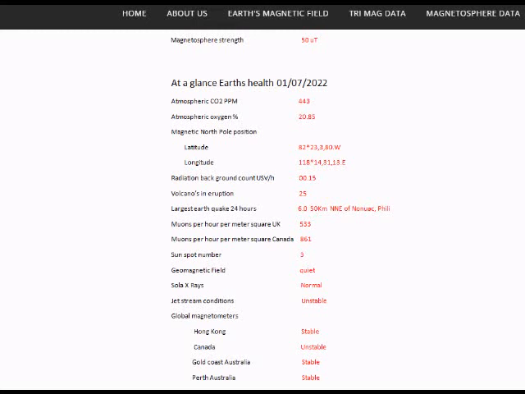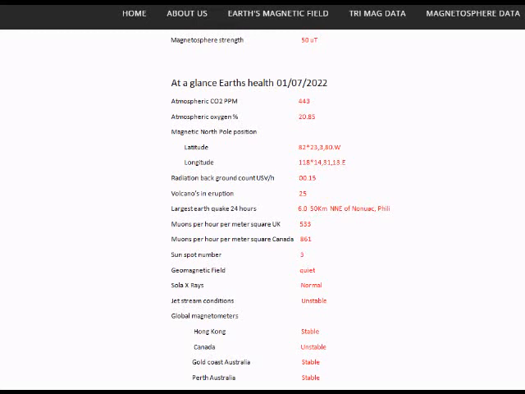Starting off with your CO2 in parts per million, today we measured it at 445 parts per million. Oxygen is over 20%, in fact, to be accurate, 20.12. There's the latest longitude and latitude of the magnetic North Pole position. Then you've got your radiation background count in microsieverts, and then you've got your volcanoes in eruption, not showing signs of eruption. We only monitor the ones that are actually in eruption, so there's 32 of those.